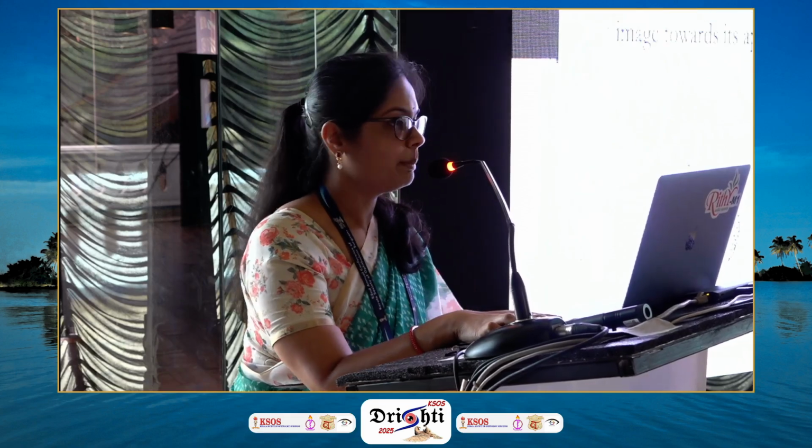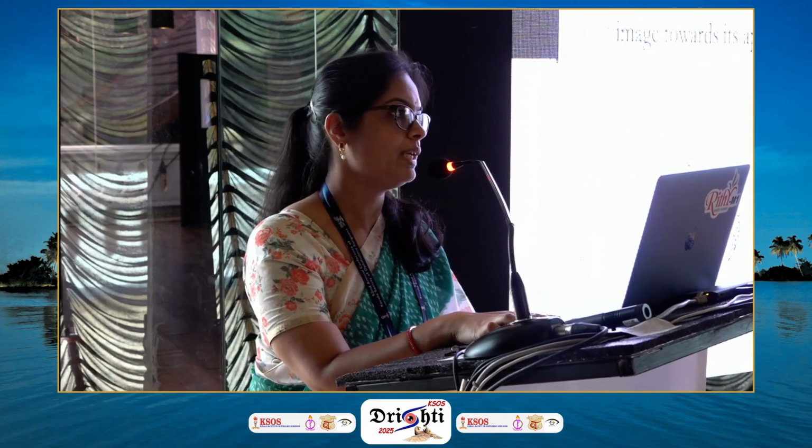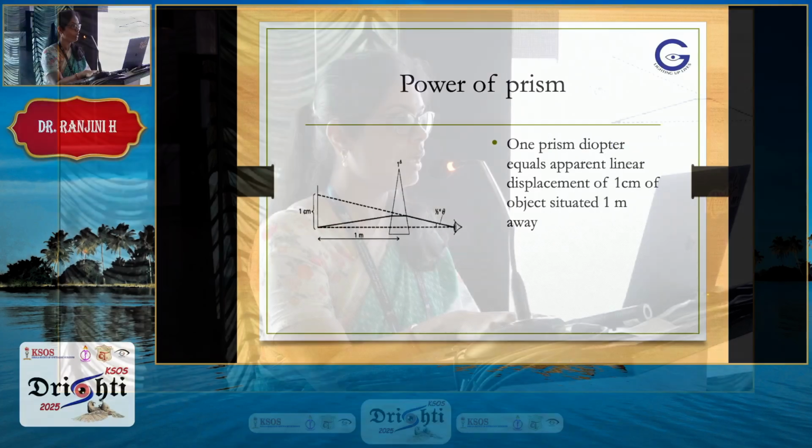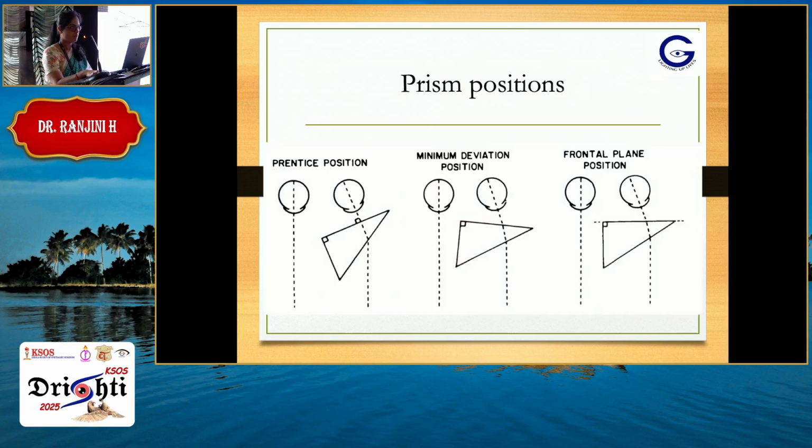A little bit about the basics. What is a prism? A prism has an apex and a base, and it deviates the light towards its base with the shifting of the image towards the apex. So whenever you are placing a prism, the image shift is always towards the apex. As for the power of the prism, one prism diopter equals an apparent linear displacement of a 1 centimeter object, 100 centimeters or 1 meter away. That is one prism diopter.